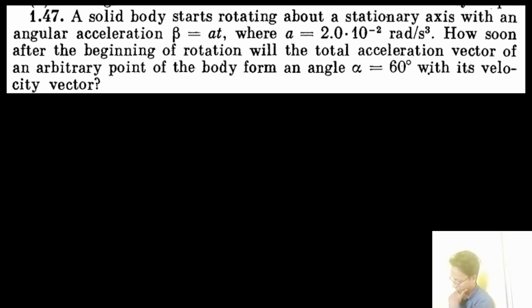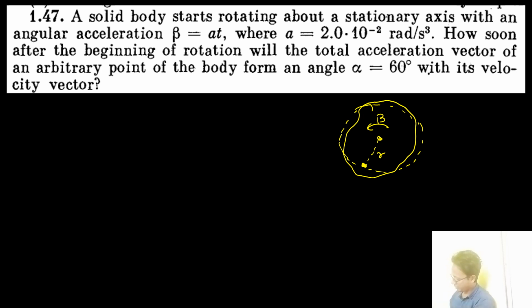Let's look at this question. A solid body rotating about a stationary axis with an angular acceleration b is equal to 80. So there is a solid body here. It starts rotating about a point with angular acceleration b. Now take any point inside the body which is at a distance r from the axis of rotation. How will this point move? This point will move in a circular motion, isn't it?